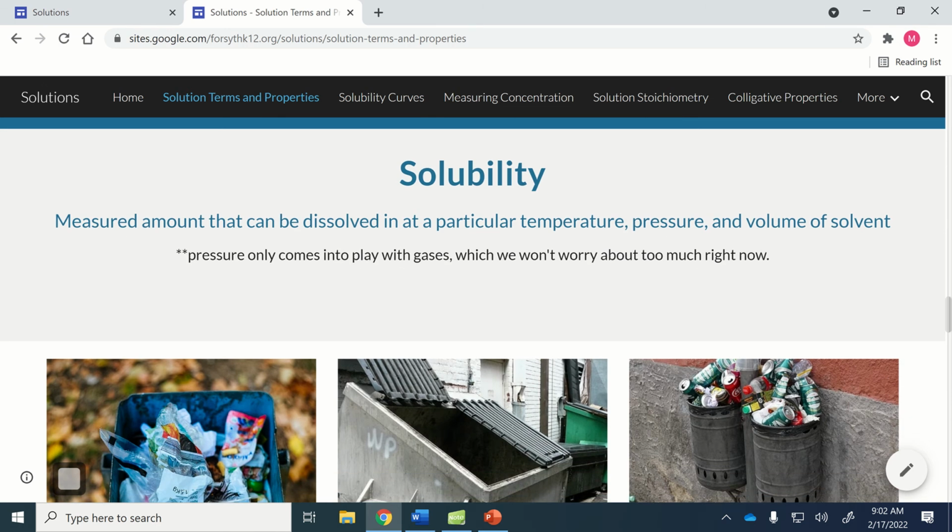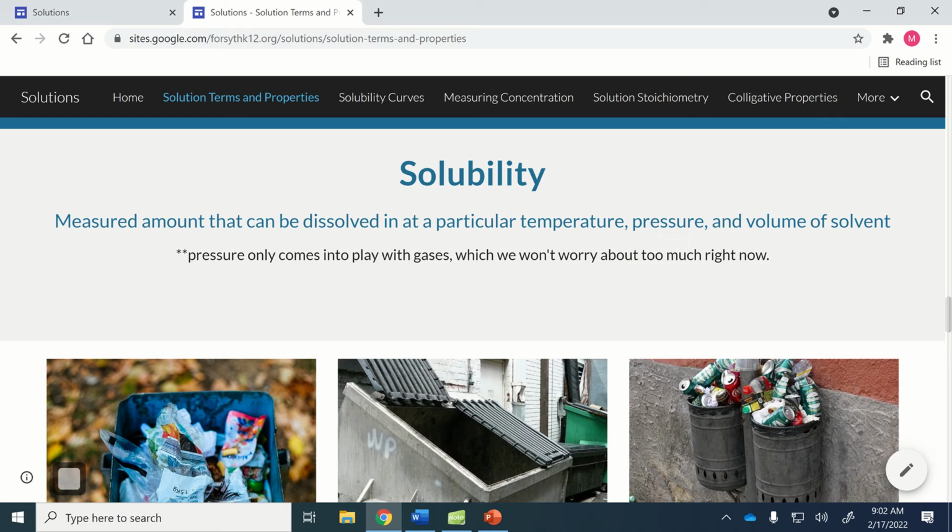Solubility. Solubility, we will get into it. We'll do this a lot more in just a moment. It is the actual measured amount that can be dissolved at a particular temperature. Okay, amount that can be dissolved. Dissolved at a particular temperature, pressure, and volume. Okay, of solvent, volume of solvent. All right. So, I mean, I think you guys can kind of understand this a little bit, and we're going to do solubility curves in just a moment.